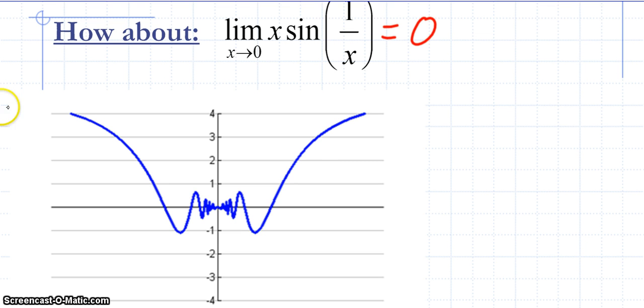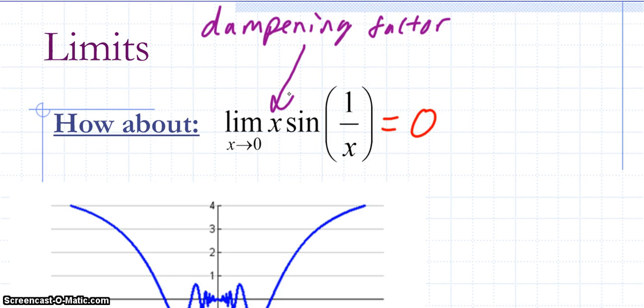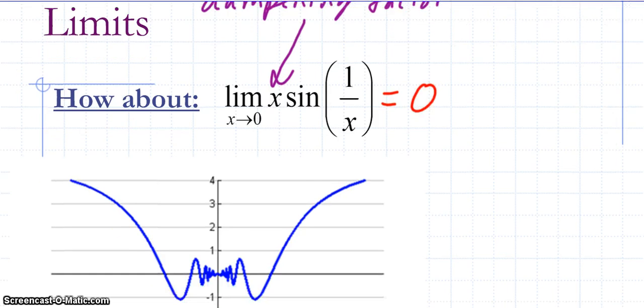A couple of things we want to mention. First, recall back from first semester, dampening. The x is causing the function sine of 1 over x to dampen. We know from the previous example, sine of 1 over x is going to bounce back and forth between 1 and negative 1. But as x gets small or close to 0, I'm multiplying those very tiny numbers by 1 and negative 1, so they are also becoming tiny, or approaching 0.